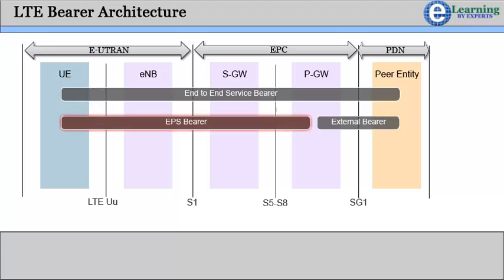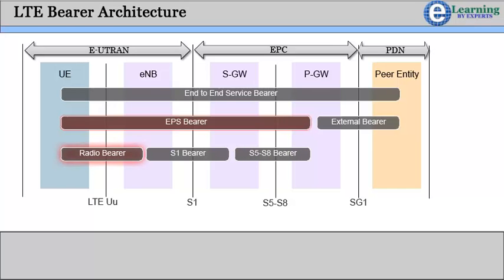An EPS bearer identity uniquely identifies an EPS bearer for one UE accessing via E-UTRAN. The EPS bearer identity is allocated by the MME. Usually it carries the user data. EPS bearers are a collection of radio bearers, S1 bearers, and S5/S8 bearers.